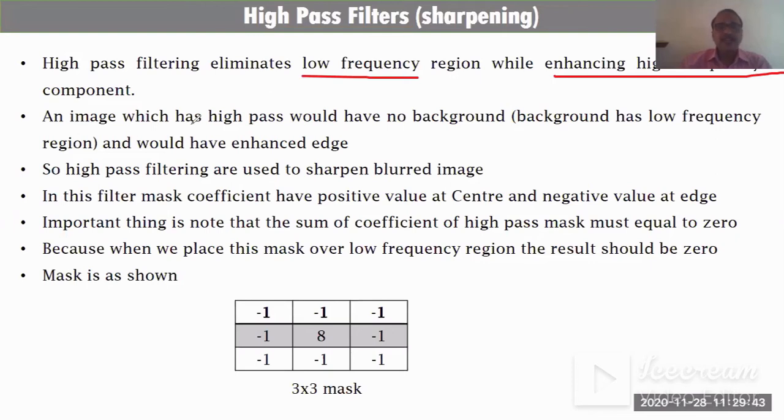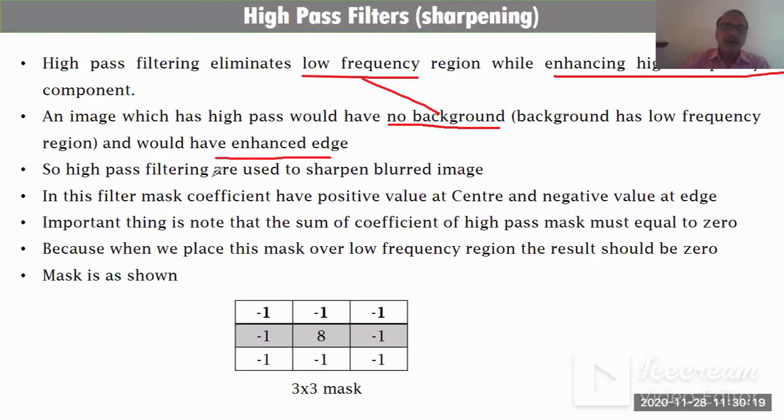An image which has high pass would have no background. When we enhance the image using high pass filtering, it removes its background. Background is related to low frequency, so it removes the low frequency content. An image which has high pass would have no background, because background has low frequency, and it enhances the edges or the foreground pixels.